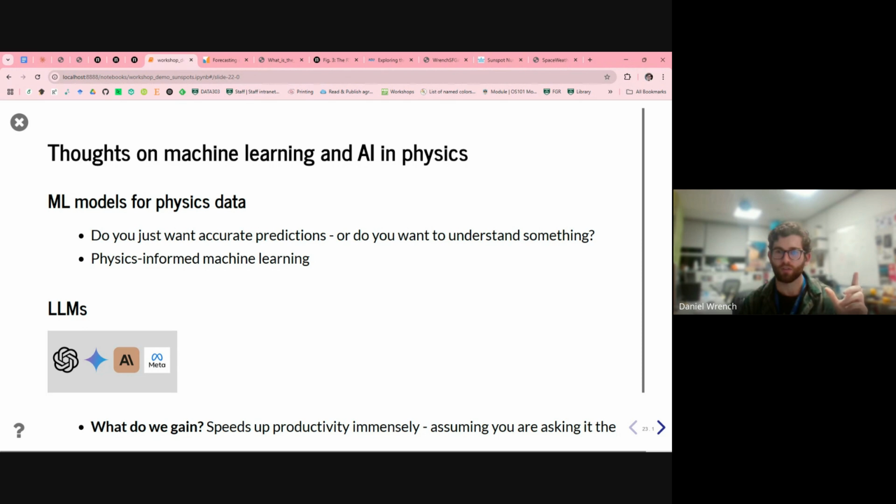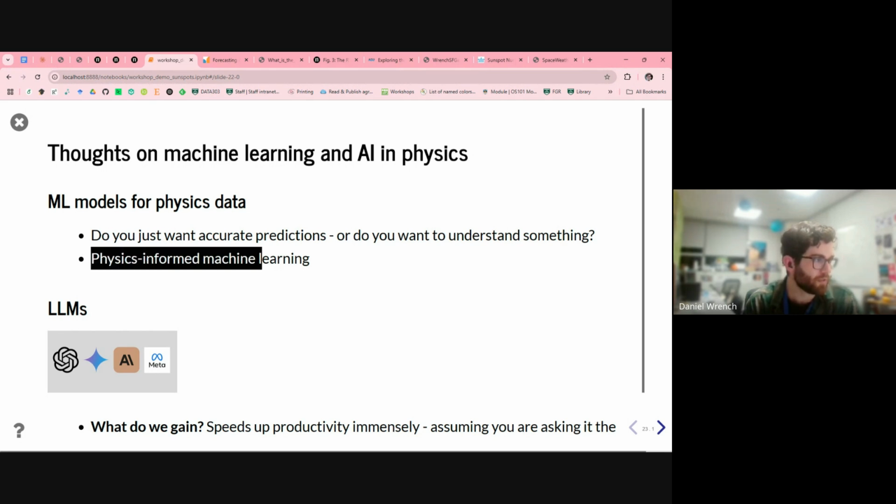Are you just using it to try and get an accurate forecast? Do we need uncertainty around that? It's not always that you just throw the fanciest model at something because it has amazing accuracy. Actually think about what you want to use it for.